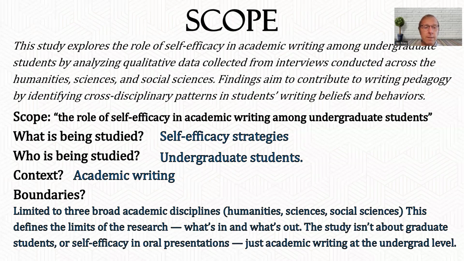And what are the boundaries? Well, we're talking about these three disciplines, and they're broad disciplines. I graduated from the College of Social Sciences in my undergrad, and that was a huge college. There were tons of majors in that college. Same with humanities and sciences, right? This is broad, but we're limiting it to those three disciplines. Okay, so again, it's what's in and what's out. Okay, it's not about grad students. It's not about self-efficacy and oral presentations. It's just academic writing at the undergraduate level.